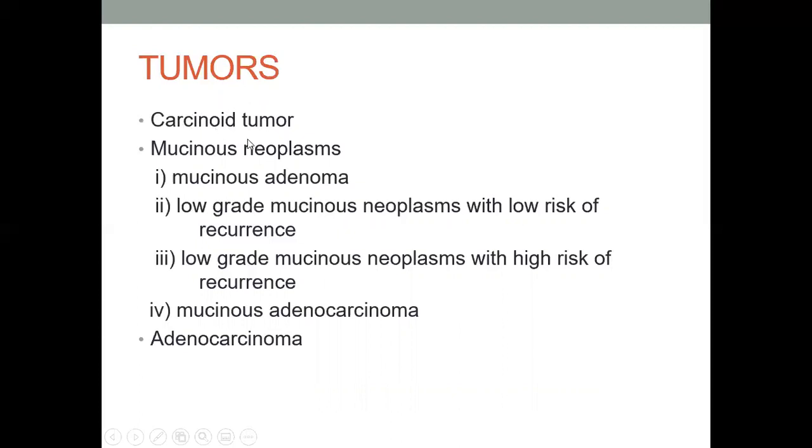Then mucinous neoplasms may occur: mucinous adenoma, low-grade mucinous neoplasms with low risk of recurrence, then low-grade mucinous neoplasms with high risk of recurrence, and mucinous adenocarcinoma and rarely adenocarcinoma. So these are the tumors which can occur in the appendix.